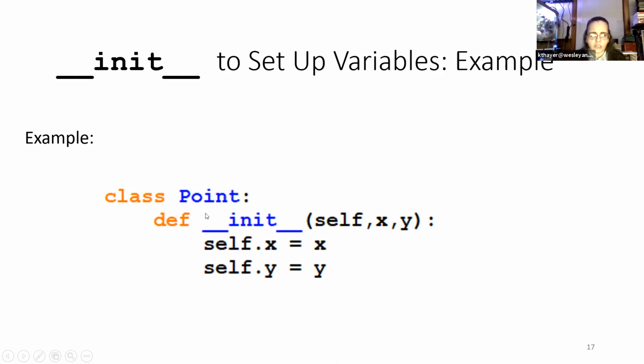So if we reuse this class point to make, for example, a second, third, fourth, 100th point, each of them will have their own X and Y coordinates that are distinct. And that's why we need to have self.